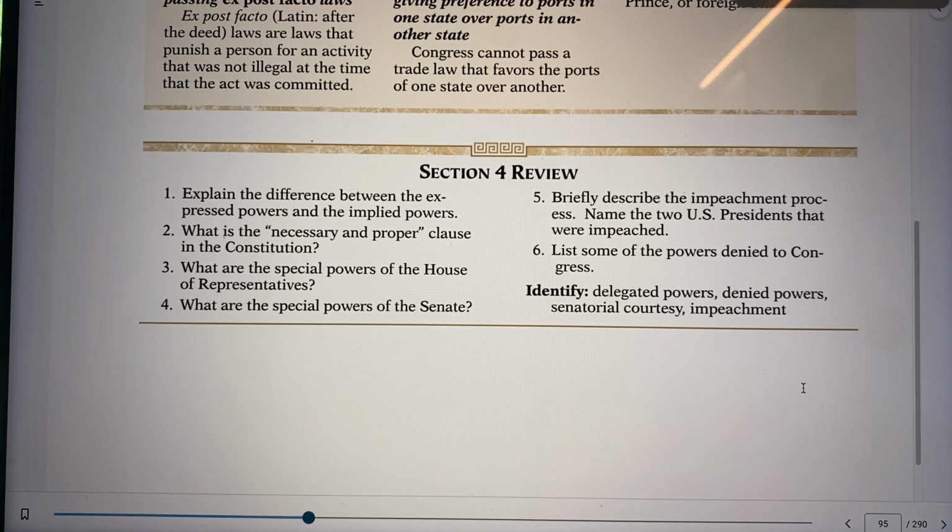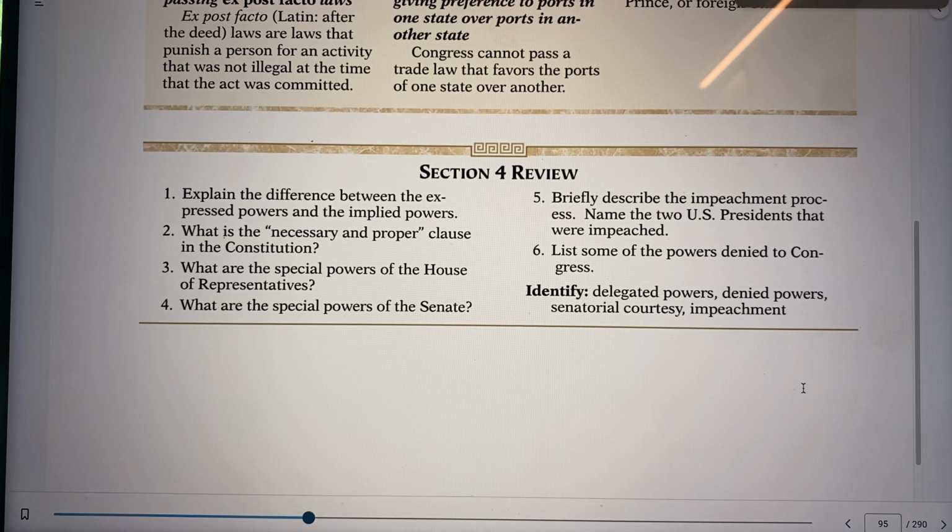Number 3, what are the special powers of the House of Representatives? Number 1, they are responsible for all money or revenue bills. Number 2, they can select a president if the Electoral College doesn't have a majority vote. Number 3, they can bring impeachment charges against a president or any government official. So, 3 things.